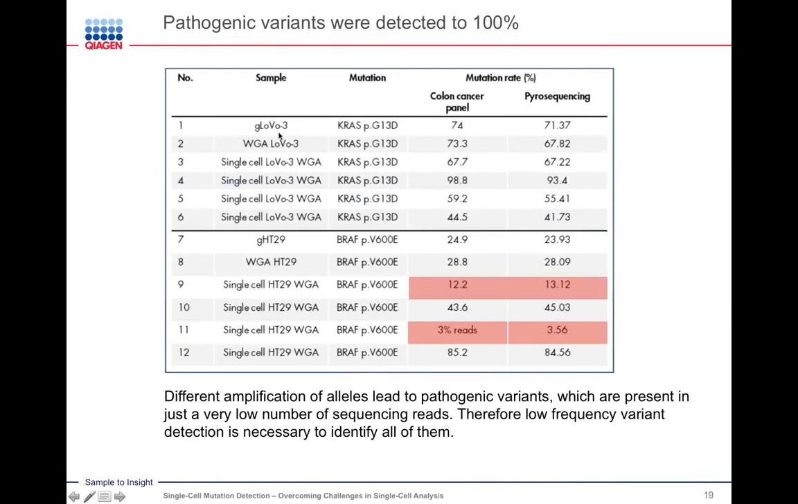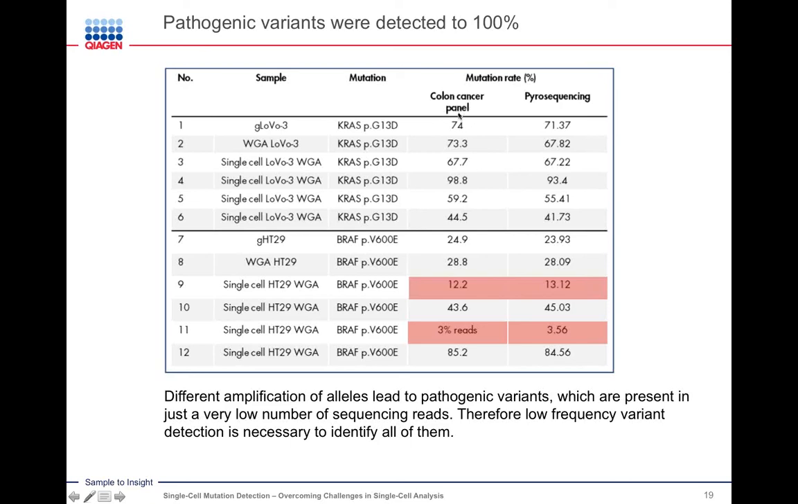Again, here's the bulk and the whole genome amplification for the bulk, and the 3 individual cells for the LOVO, as well as the same below for HT29 for whole genome amplification. And here we're looking at the KRAS G13D mutation, and here we're looking at a BRAF mutation.